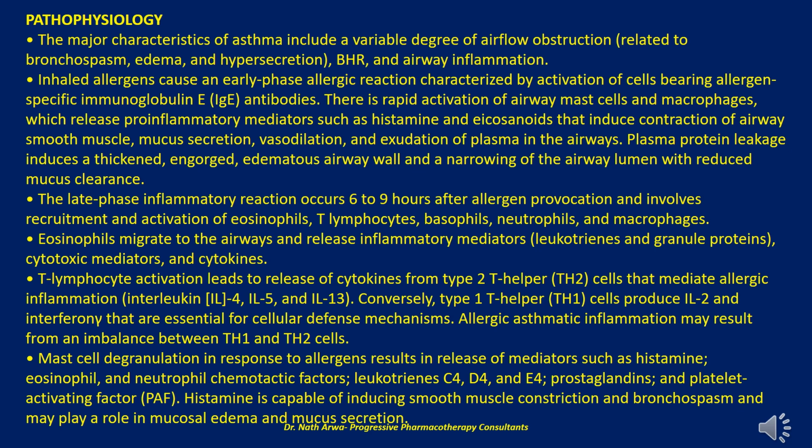There is rapid activation of airway mast cells and macrophages, which release pro-inflammatory mediators such as histamine and eicosanoids that induce contraction of airway smooth muscle, mucus secretion, vasodilation, and exudation of plasma in the airways. Plasma protein leakage induces a thickened, engorged, edematous airway wall and a narrowing of the airway lumen with reduced mucus clearance.